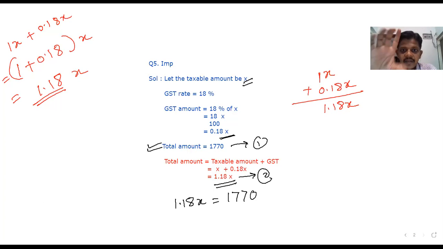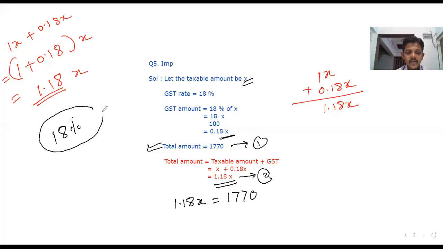See, this is a very important thing to be understood from a business point of view. What I have realized now is that if 18% is the tax rate, then 1.18 into the cost price becomes the total amount. Means now a simple thing.